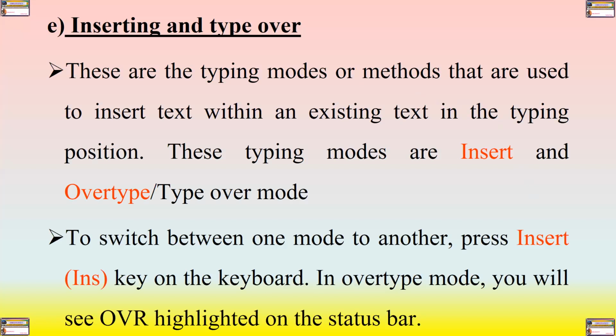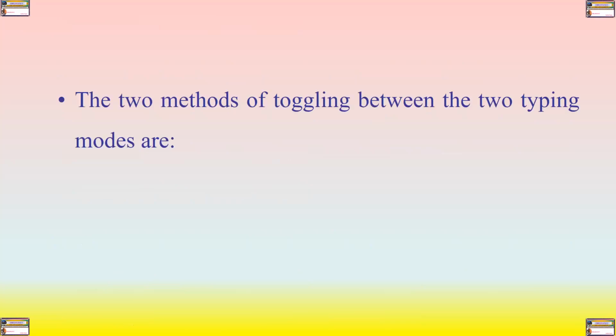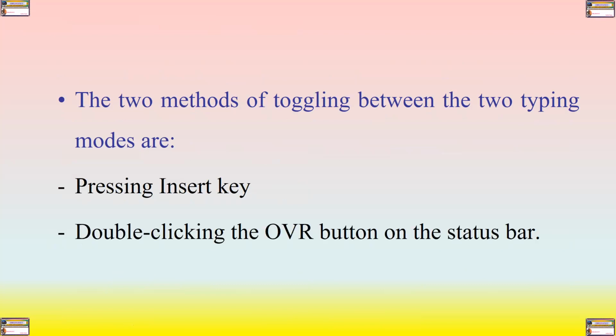To switch from one mode to another, press the Insert or INS key on the keyboard, and it will change from one mode to another. In overtype mode, you will see OVR highlighted on the status bar. The two methods of toggling between the two typing modes are by pressing the Insert key or double-clicking the OVR button on the status bar if it appears.